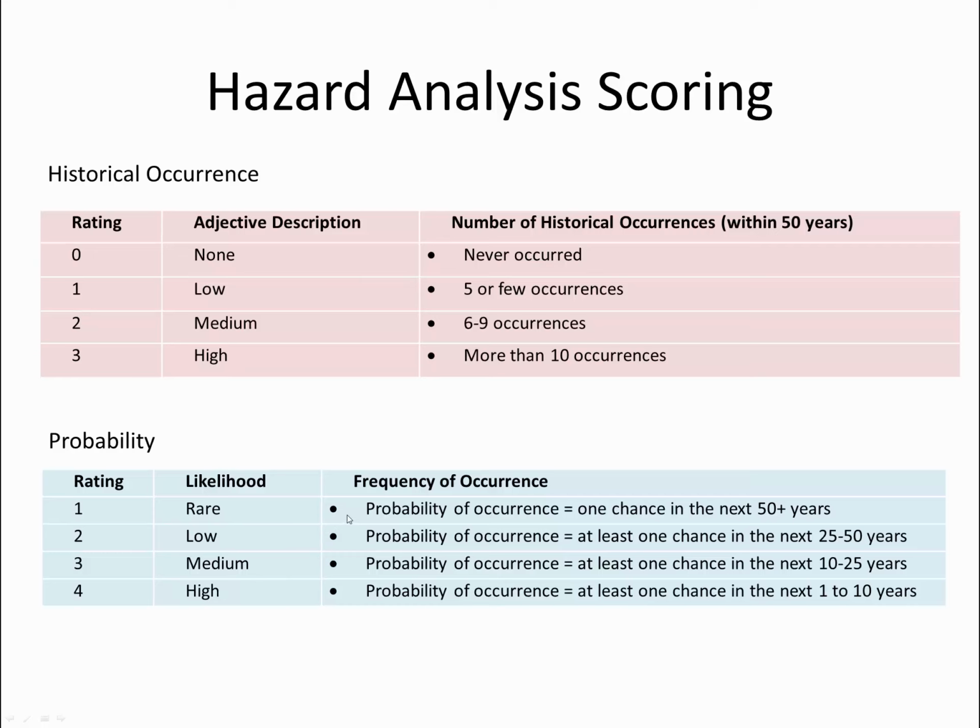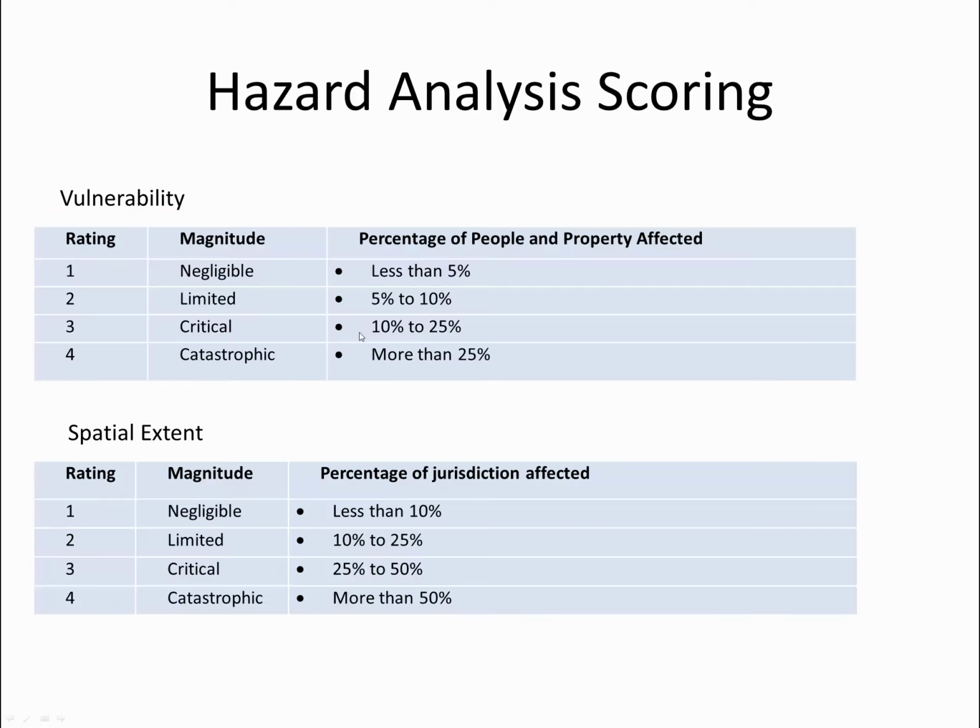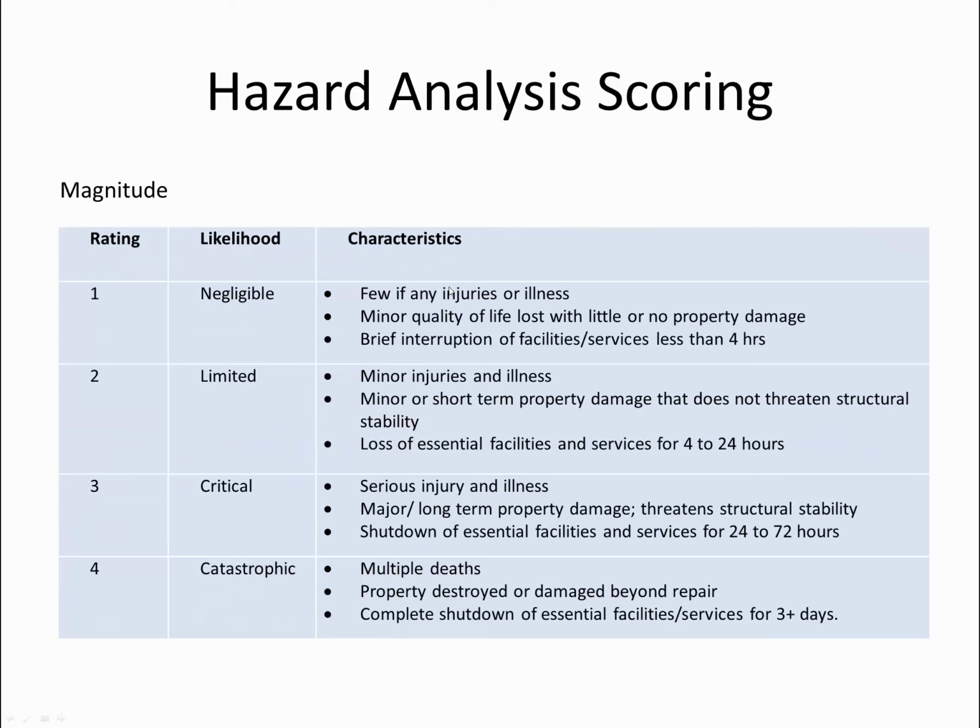The probability is determined based on the frequency of the occurrence and the return interval as we've just described. The vulnerability is determined by examining the impact on people and property, and also the impact upon the geography of a specific jurisdiction or the geographical area which is impacted. Magnitude examines the number of injuries or illnesses, loss of life, damage to property, or economic interruption of services and businesses.